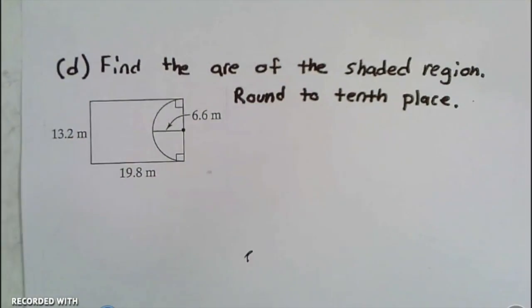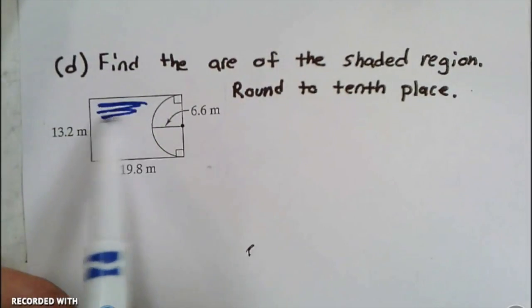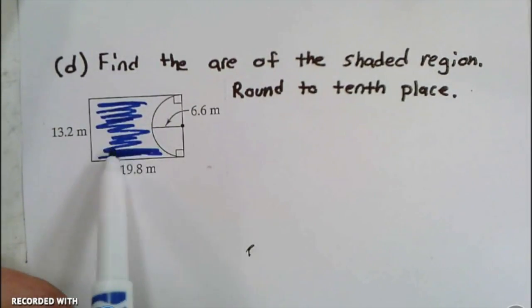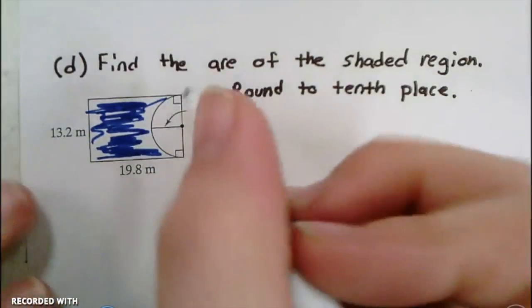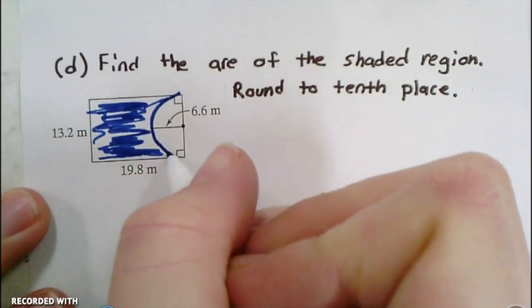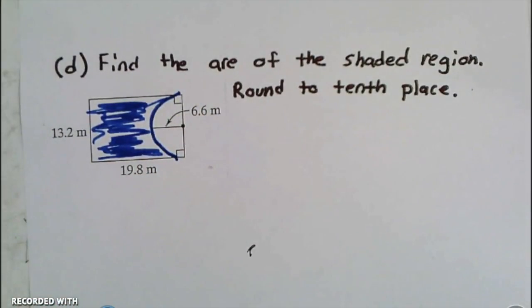Go ahead and try D to find the area of the shaded region. Oops, this is the shaded region. So find the area of this, not counting, you're going to take out this semicircle. There's 2 ways to do that. Do which way you would like to do, and bring in your final answer. Go ahead and get to work.